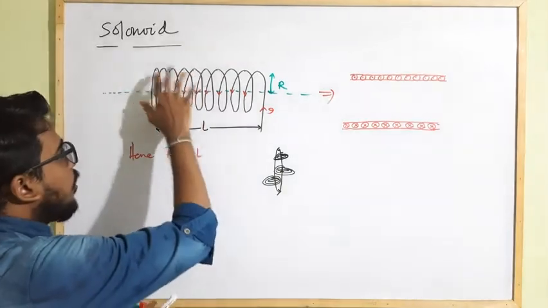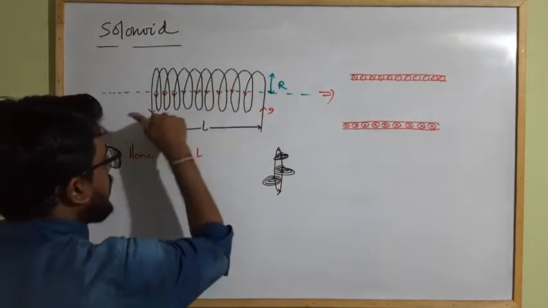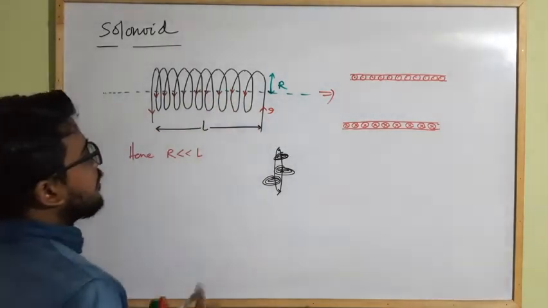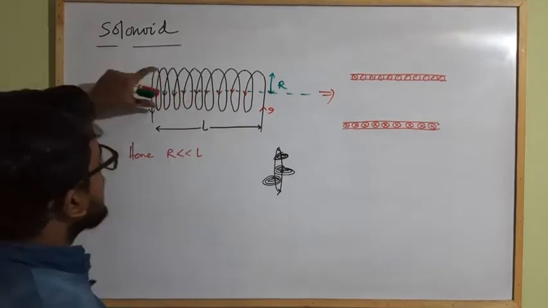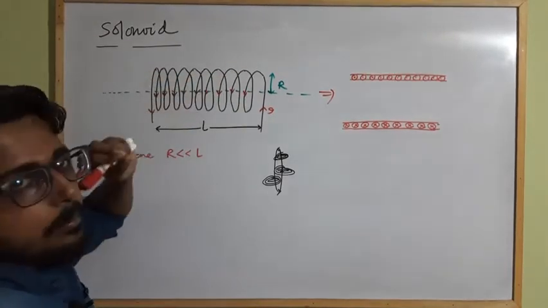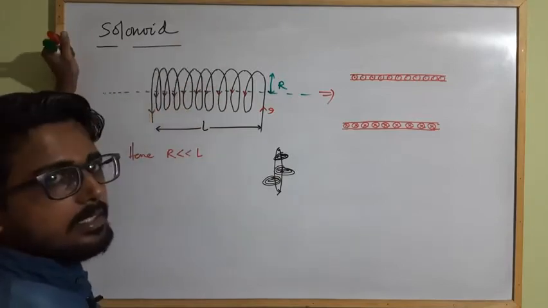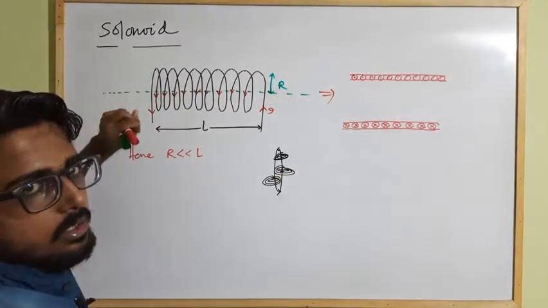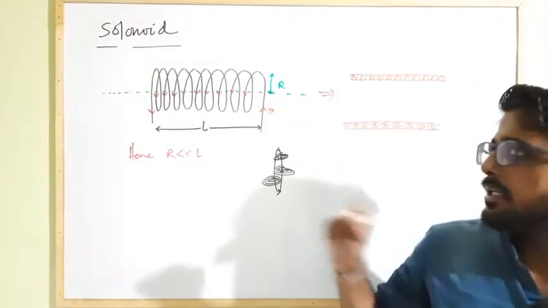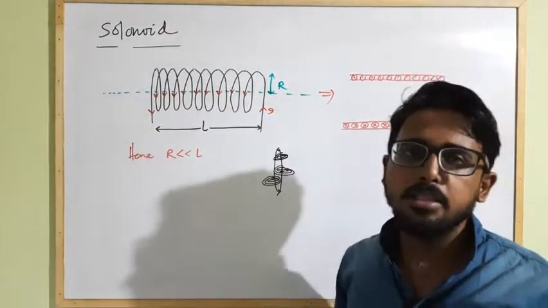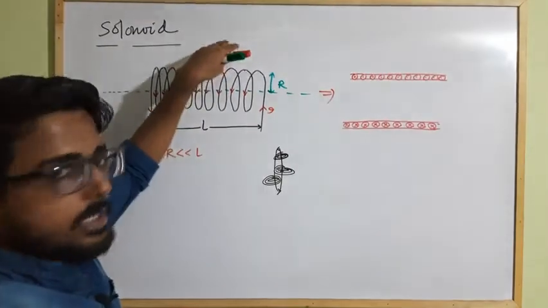So as all the currents above are coming out and below are going in, the magnetic field lines inside the solenoid are parallel to each other and they are uniform, and outside the magnetic field is zero for an ideal solenoid. Okay, in case of an ideal solenoid, the magnetic field strength inside the solenoid is constant and uniform, and outside the solenoid it is zero. Clear?